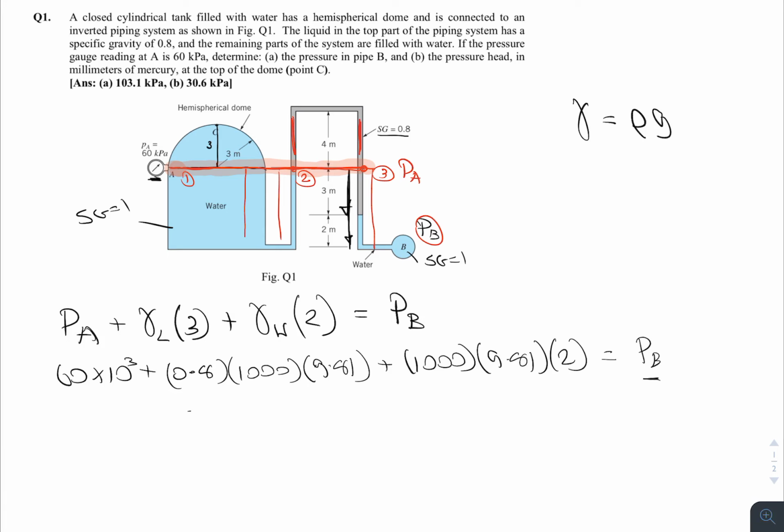Which means, if you work that out, it works out to about, I think, 103 kilopascals. Simple.